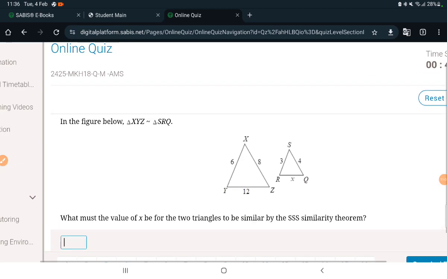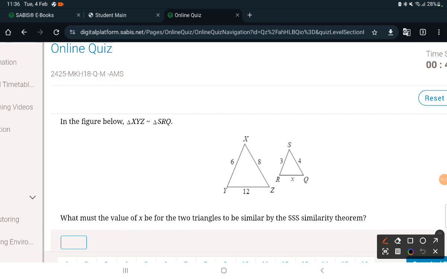Okay, XYZ is similar to SRQ. What must the value of x be for the two triangles to be similar by the SSS similarity theorem? Okay, so we do the similarity. We could do the proportionality theorem for this one. They already drew out the figures and put them in the correct order.